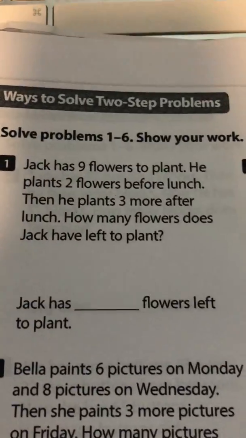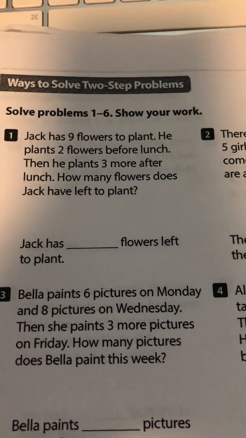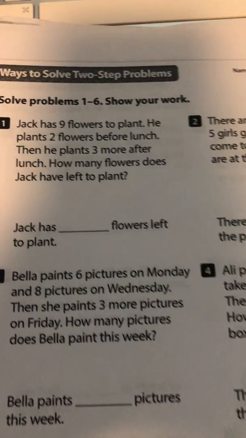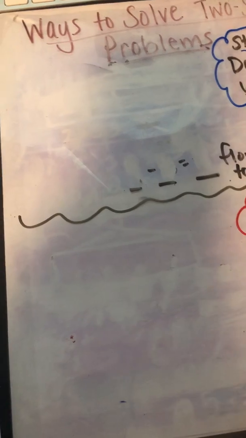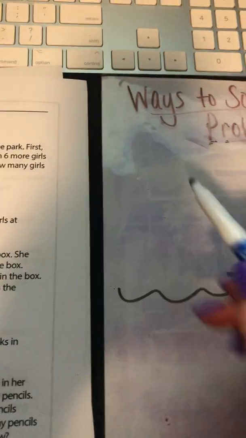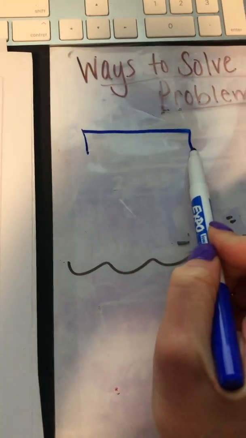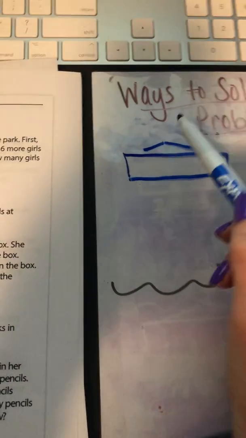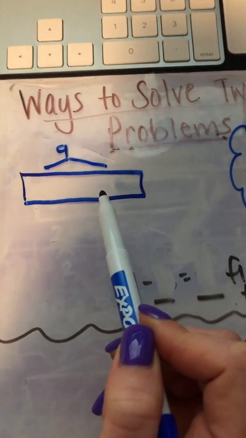So if I use a bar model, I want to draw the whole bar model first. I know in total, or the whole of the word problem, it says Jack has 9 flowers to plant. That's the total, or the whole. The total amount of flowers he has is 9. So when I'm using a bar model, I'm going to draw the whole bar model. I know 9 is a pretty big number, so I'm going to draw a pretty big bar model, and then I'm going to label it 9. That's the 9 flowers that Jack has.